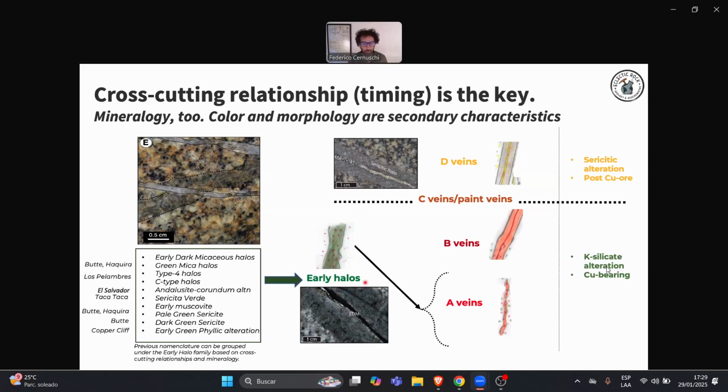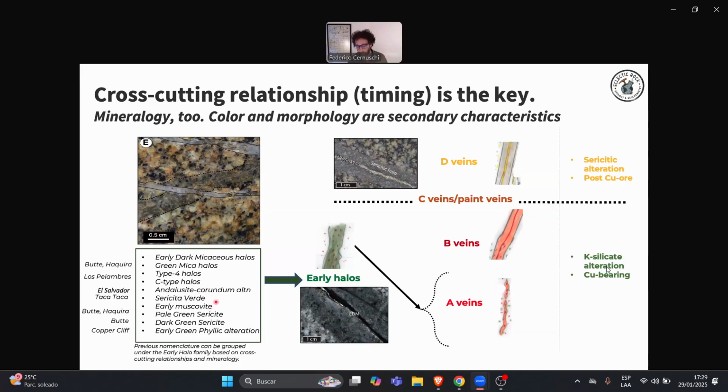There are many other names that have been used for early halos before, including EDMs, green mica halo, type 4 halos at Los Pelambres. Even Gustafson and Hunt in El Salvador recognized this andalusite corundum alteration.